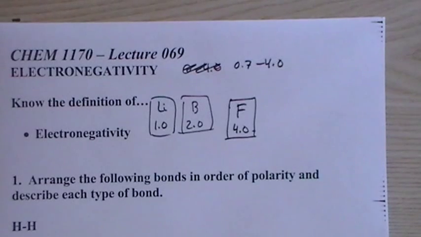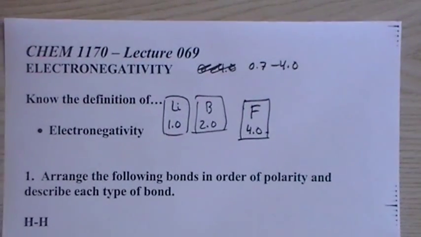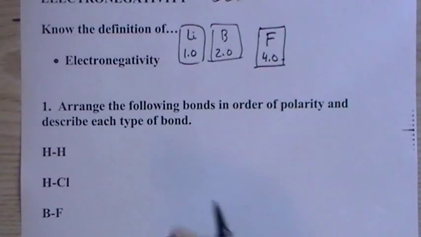So if these are bonded together, then the fluorine is going to pull on the electrons more than boron and more than lithium. And so the electron density is going to be shifted towards the fluorine, causing one side to be more negative than the other. And that's where the polarity of a bond comes in. So let's take a look here.